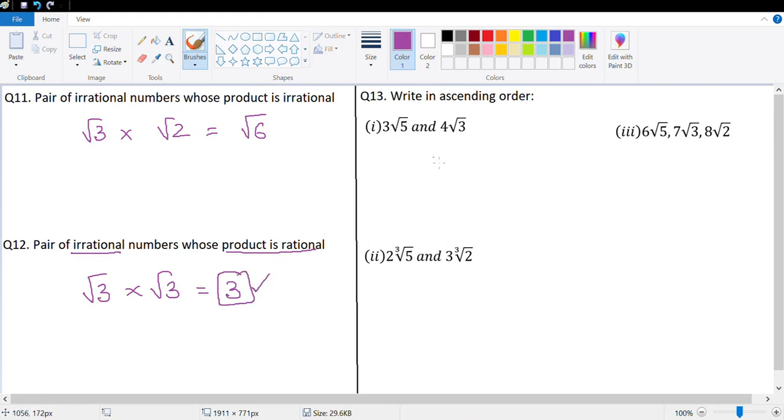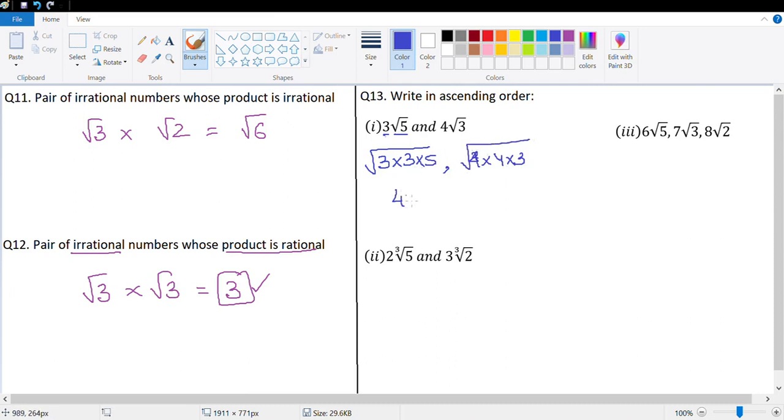Next, let's write it in ascending order. So if we need to compare irrational numbers, we should look at the same form. So in this case, there is a number and some part is in the square root sign. So let's take 3 inside the square root sign. So this would become 3 into 3 into 5. That's the first number. And the second number is 4 into 4 into 3, right? So this becomes 3 into 3, 9 into 5, 45.